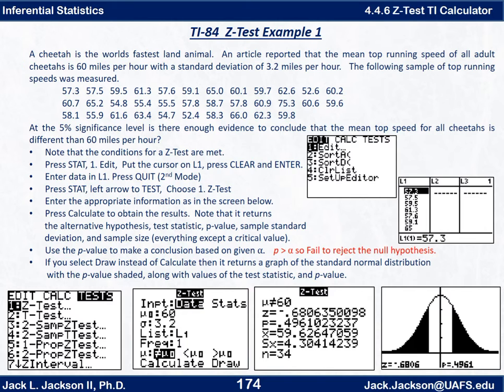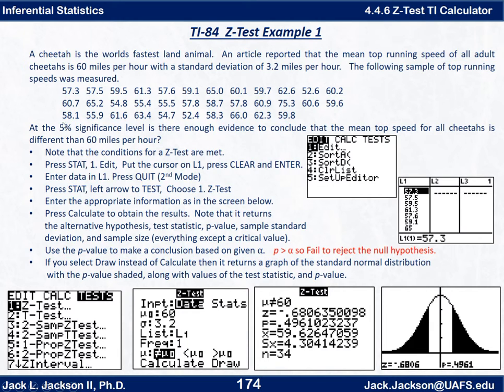So let's go through the setup here on a TI-84. First of all, we have to decide what it is we're doing. Well, we're doing a hypothesis test for means, and we have 1 sample that we're comparing against some known or at least hypothesized population. So this is a 1 sample Z test. If we go a little further, you can see that we're testing for different than: the mean top speed is different than 60 miles per hour. So that's going to be a two-tailed situation, or a not equal on the alternate hypothesis.